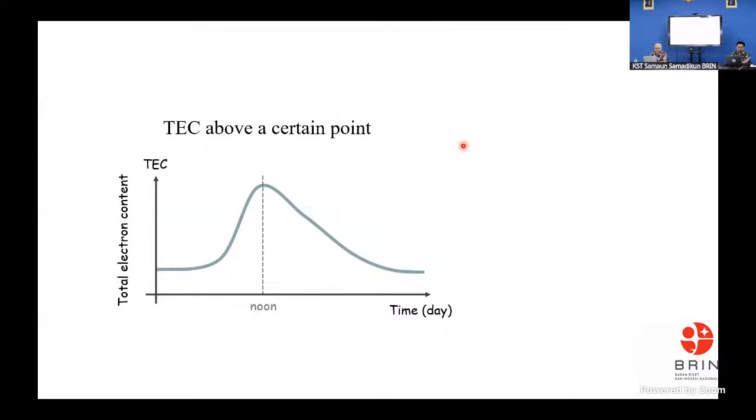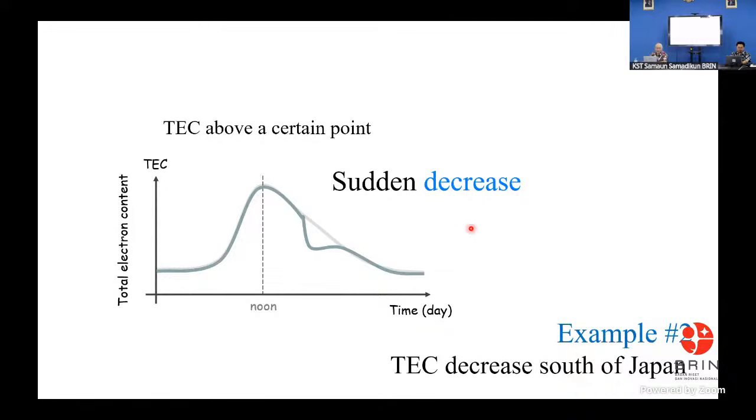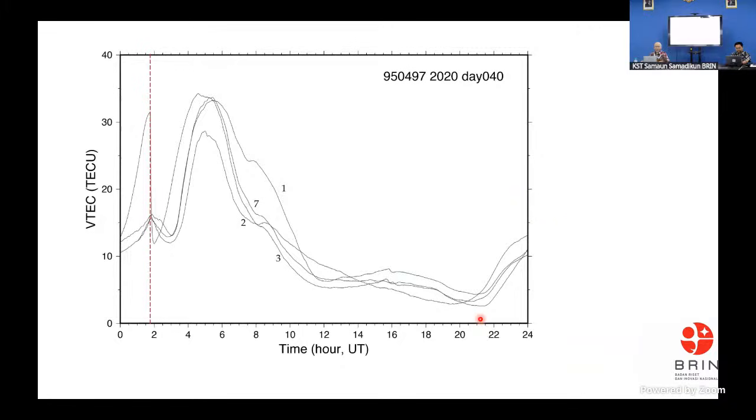And next example, it's opposite. It's a sudden decrease of TEC. It also occurs very suddenly. So this is the second example. And I will show real data that occurred in Japan, southern Japan, like this. So let's see the change that occurred around 2 o'clock. So it is about 11 o'clock in the local time.